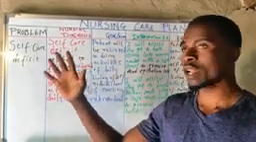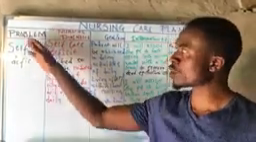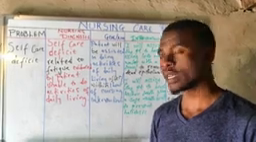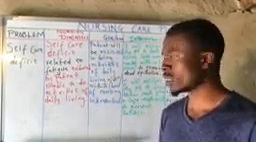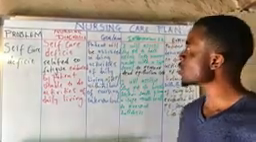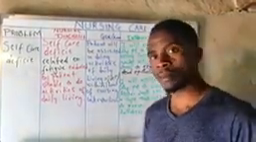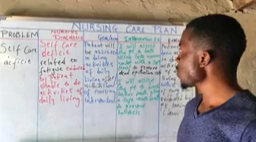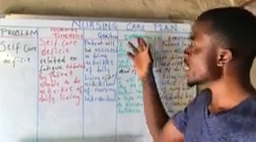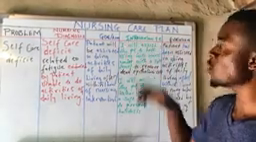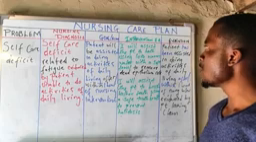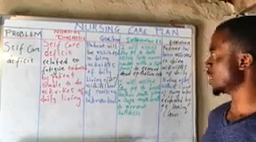We have 5 columns in the nursing care plan. The first column is where you write the problem. The second column is where you write the nursing diagnosis. The third column is where you write the goal or the aim. Then the fourth column is where you write your nursing intervention and the rationale. I couldn't manage to write in full because of the small board. The last column is where you write the evaluation.